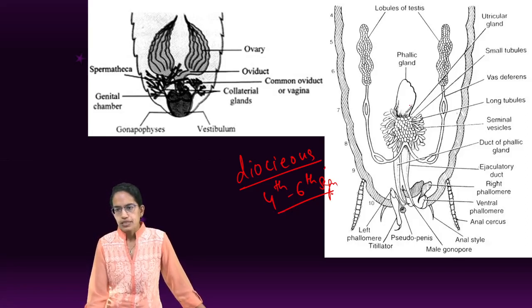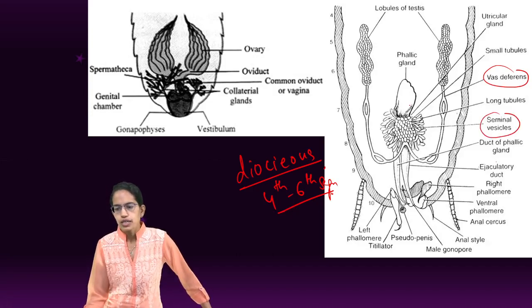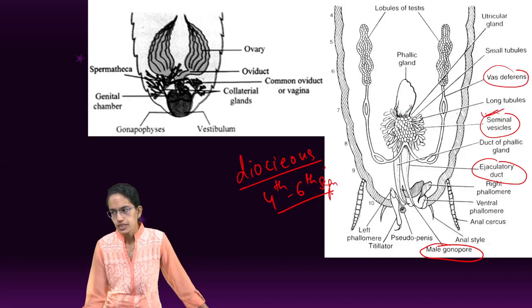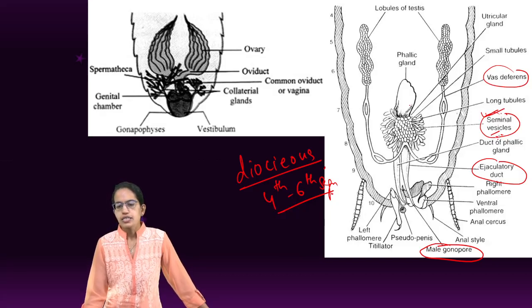Now what happens is vasa deferens arises from the testes. It goes and opens into the seminal vesicles through the ejaculatory duct. Now ejaculatory duct opens into the male gonopore, and this is the process that we need to understand. Where are sperms stored? Sperms are stored in the seminal vesicles, and here is where the discharge of sperms takes place. Now discharge of sperms occurs as spermatophores, and this spermatophore occurs during the time of copulation.